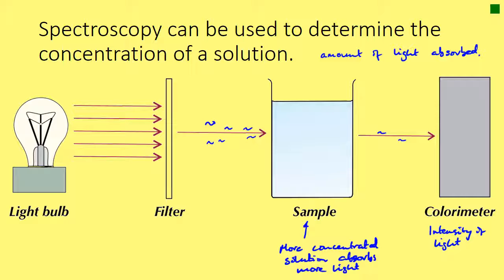So you shine that light of a particular wavelength through the sample, and let's say that we have lots of photons coming in here. They're all of the same wavelength, so I've drawn them all in blue. But on the way out, you get fewer because some of them have been absorbed by the sample. And the colorimeter just measures the intensity of the light that has come through the sample.